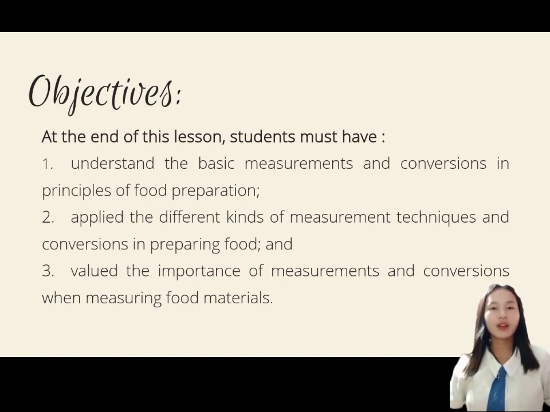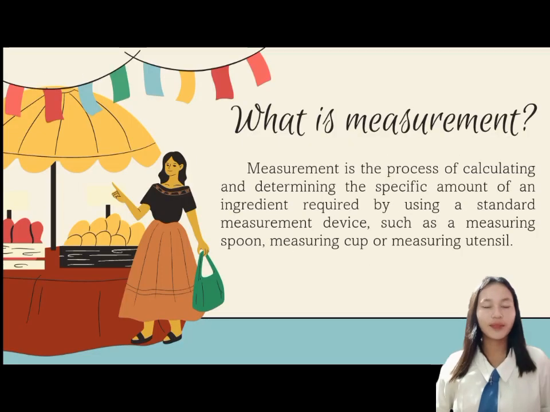And now let's tackle my topic, which is the measurements and conversions. And let's start. So what is measurement? Measurement is the process of determining the specific amount of an ingredient required by using a standard measurement device such as measuring spoon, measuring cup, or measuring utensils.